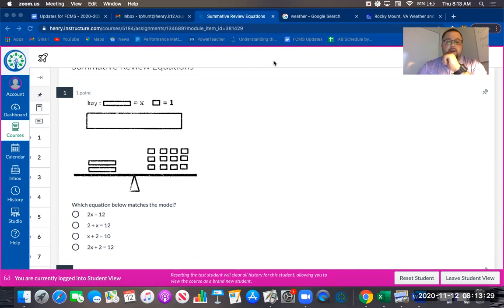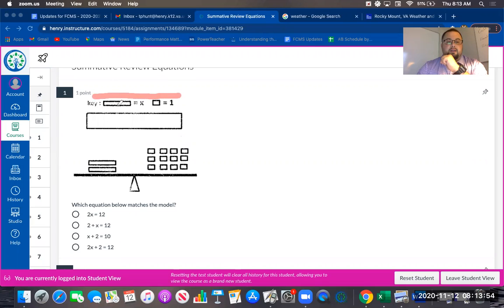It is Thursday, November 12th, and today's assignment on your Canvas is a summative review of everything that we have talked about for the past 2 weeks, and especially this week. The first problem we see here, we have a model. Remember, it's very important here to look at that key right here. The key is very important.